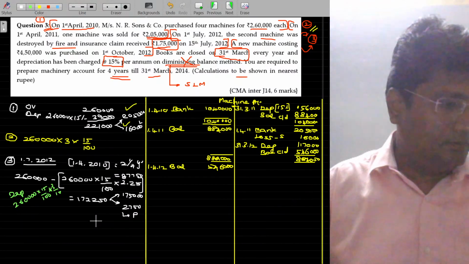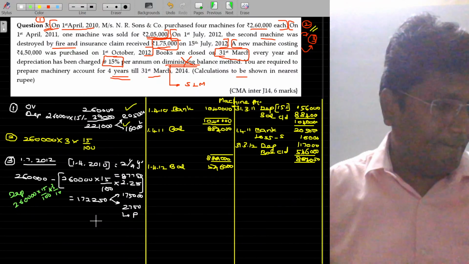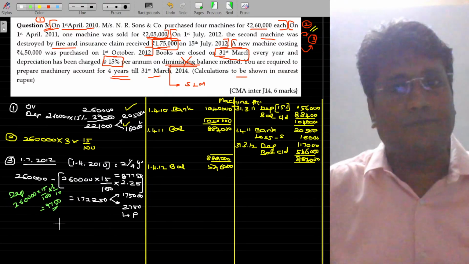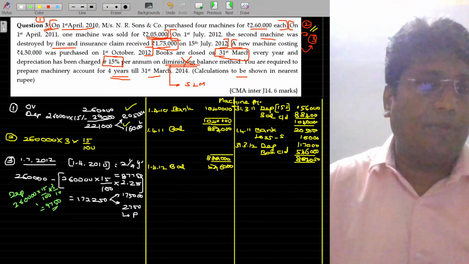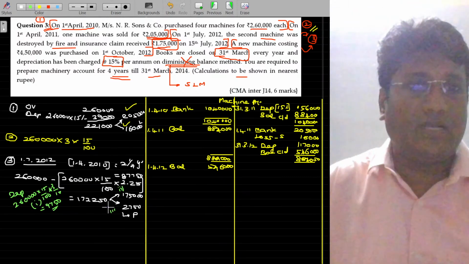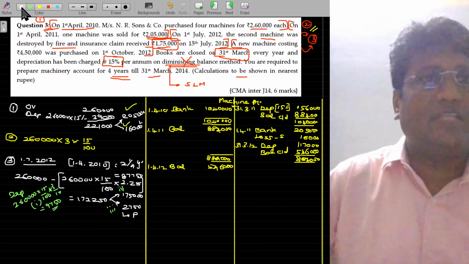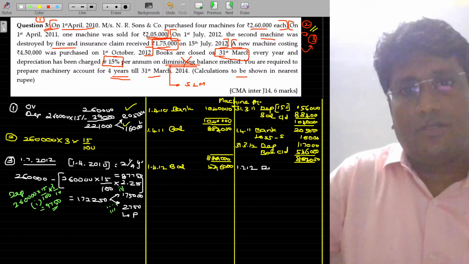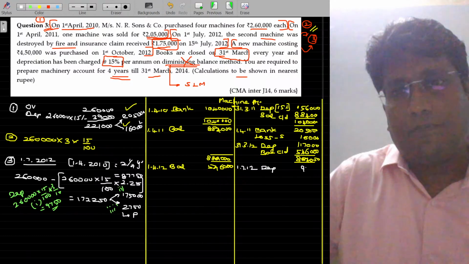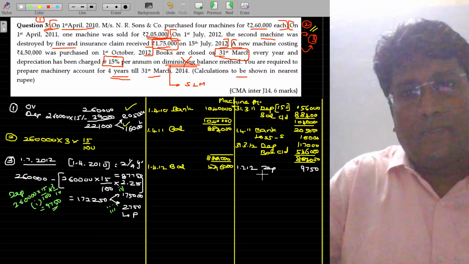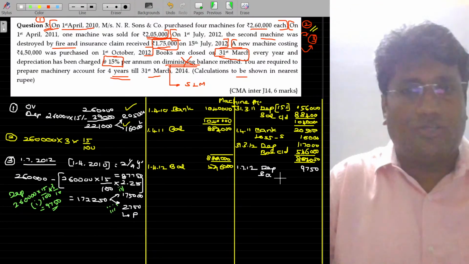Now, this value is 9,750. This is the depreciation. So 3 items are going to be recorded: depreciation, sale value, and profit and loss because of the sale. So I am going to post that here. On 1st July 2012, depreciation 9,750, and the amount collected, not bank but insurance claim.